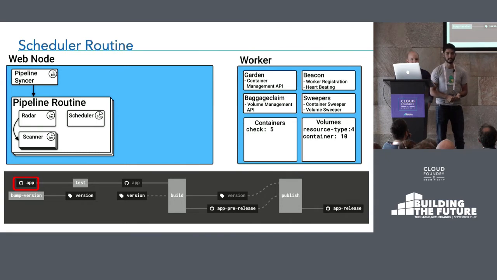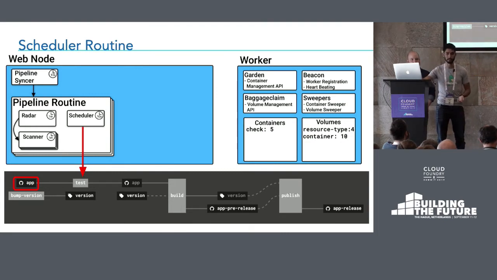So let's say that a new version was found by our app resource. And our app resource is just checking a GitHub repo, looking for new commits. And every time there's a new commit, that becomes a new version in Concourse. So we found a new version, and that means the scheduler can now queue up a build for our first test job there, since now there's a valid input for it.